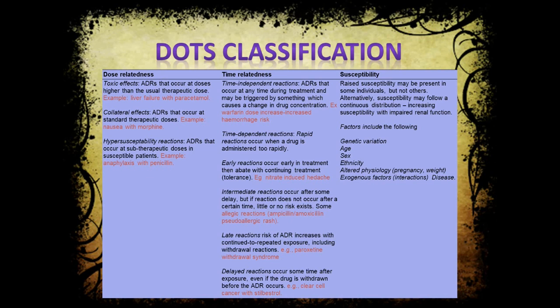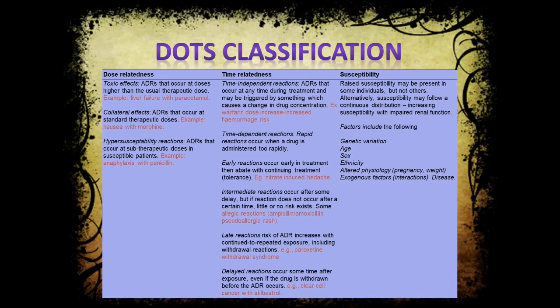Next comes delayed reaction, which occurs some time after exposure, even if the drug is withdrawn before the adverse drug reaction. Example, clear cell cancer with stilboestrol.